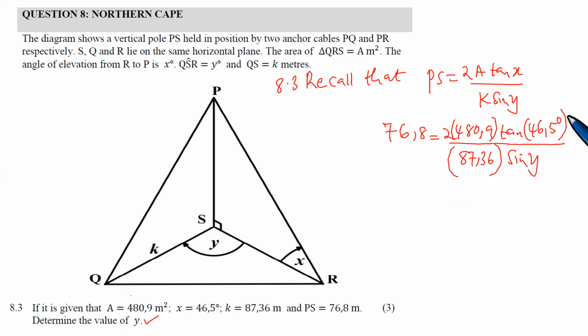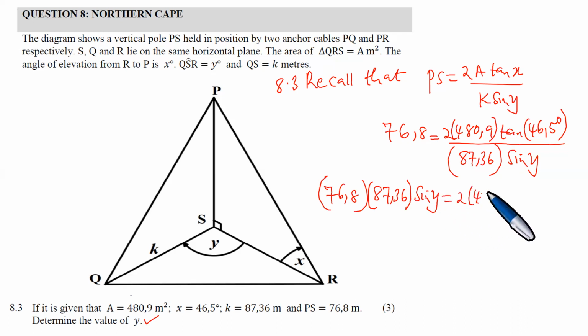We have a fraction on the right-hand side of the equation, and we need to perform cross multiplication. This is going to multiply that, which means we have 76.8, which multiplies 87.36 times the trigonometric sine of y, which equals 2 into 480.9 times the tangent of 46.5 degrees. Okay, we have this now.